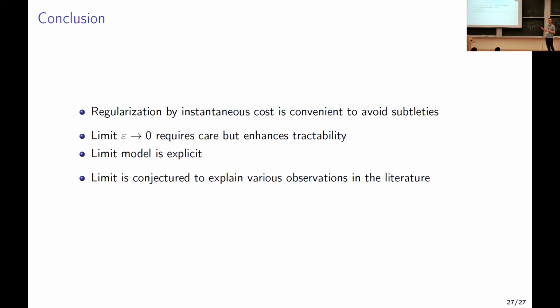Now, after doing this work, I'm actually more friendly towards the regularization. It definitely removes the subtleties related to the block trades that could come up in the game. On the other hand, we can take the limit to 0. We have to do it carefully. But if we understand, we can identify the limit model, and it's quite tractable. So it's fully explicit. That's nice. And I think the limit that we find explains a couple of things that were in the literature before that were not understood, and maybe shows some of the conjectures that were around. Okay, thank you.